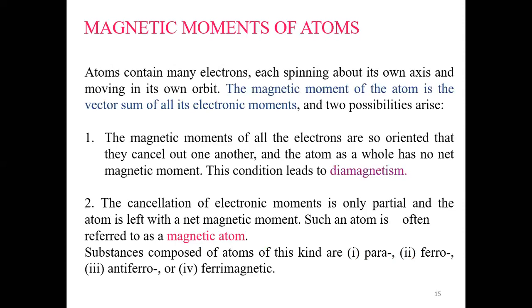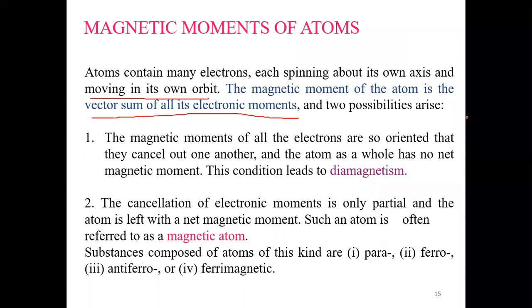So now the magnetic moments of an atom. An atom contains many electrons, except the hydrogen atom. In case of hydrogen atom, you have only one electron, and any other atom has many electrons, more than one, depending on the material, each spinning about its own axis and moving in its own definite orbit.